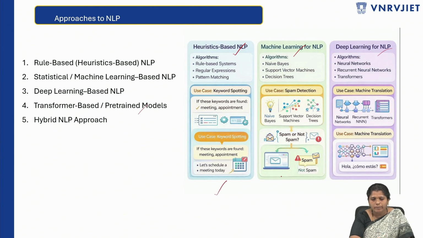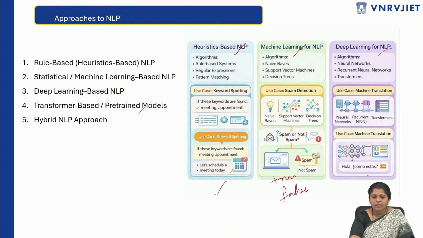Coming to machine learning, we use Naive Bayes classifiers, support vector machines, and decision trees, and perform some basic classification in terms of true or false, positive comment or negative comment. Likewise, whether it is spam or not spam, that basic classification is done through the machine learning approach.